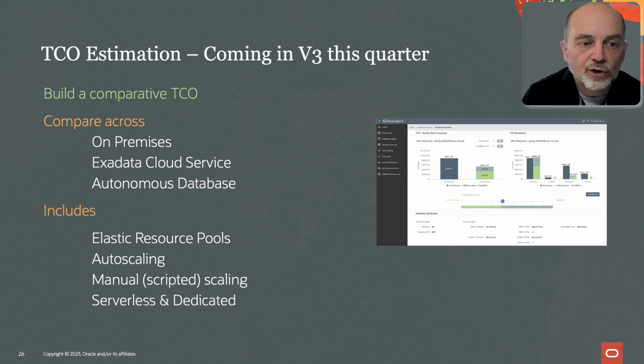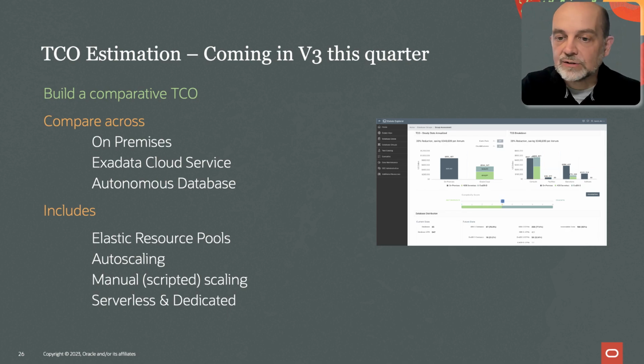It compares across on-premises, Exadata Cloud Service, and Autonomous. So you'll be able to look, and in fact, you'll be able to blend the targets. So for example, if you have 100 databases and you decide 60 of them can go to Autonomous and 40 to Exadata, then we model that, but then you can change it to 40, 60 the other way, and Paul will demo that for us in a moment. And this will include the new version I mentioned of Estate Explorer, would include elastic resource pools, plus auto-scaling, the manual scripted scaling that I've just described, and also serverless and dedicated. So I'll stop talking about it now, and I'll give Paul maybe just a 5 or 6 minute quick demo about what that looks like.